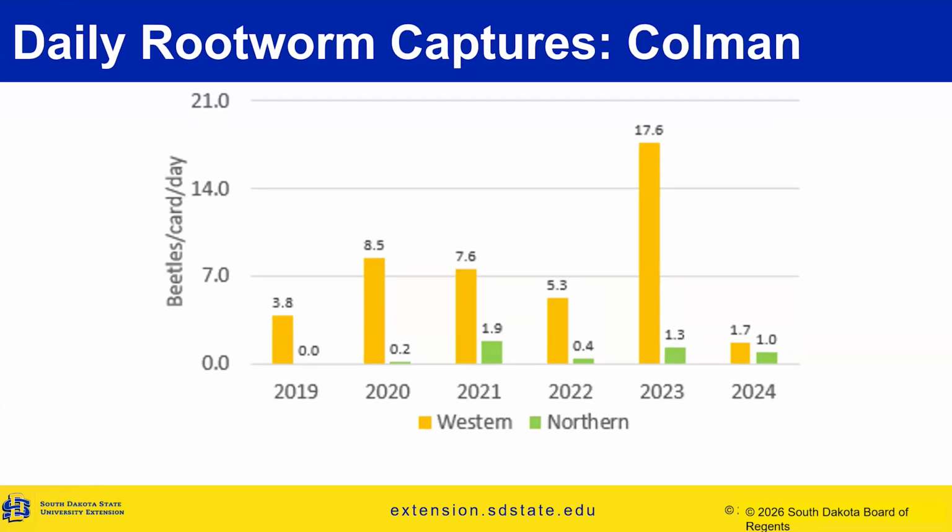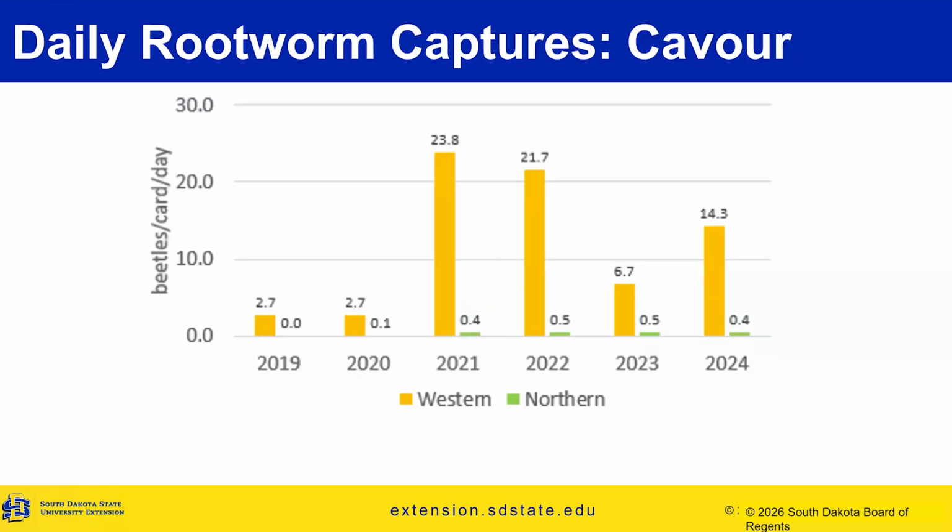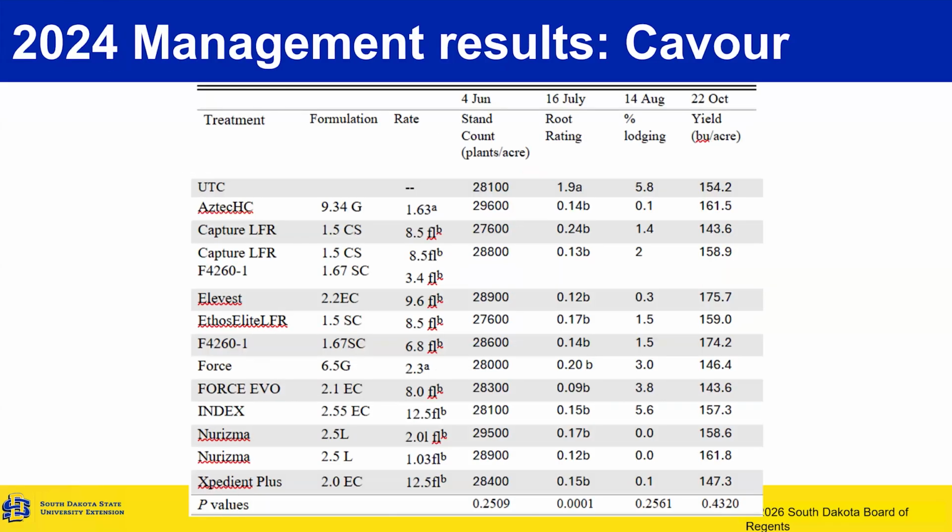And Coleman was pretty similar. In 2024, we were actually slightly below. And then in Cavor, we are still above in 2024. They didn't get all the moisture. So the reason I was showing all of that, though, I'm going to show a couple of the results from what we refer to as our general study. It's where we do an efficacy evaluation for in-furrow treatments. And so these are the 2024 results for our Cavor location.